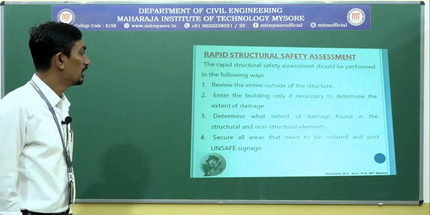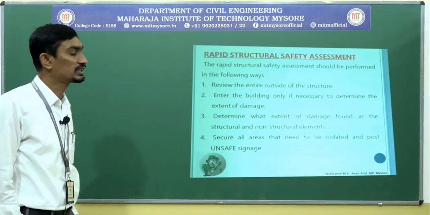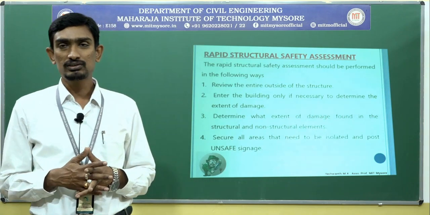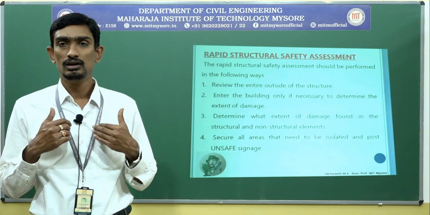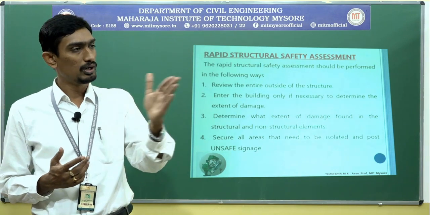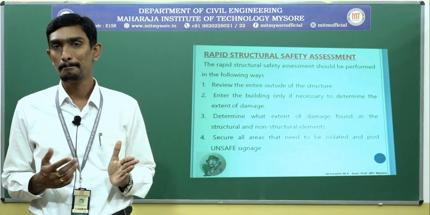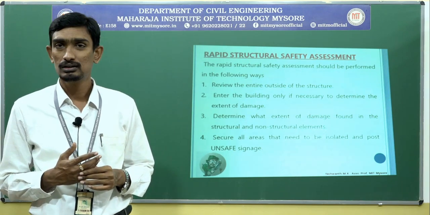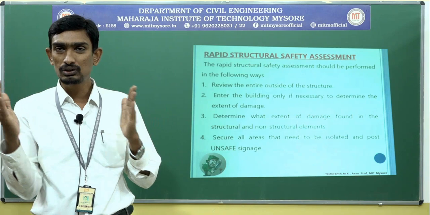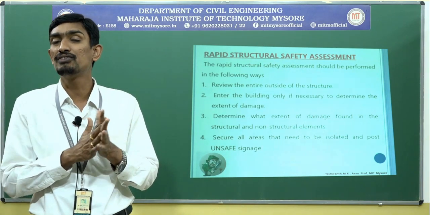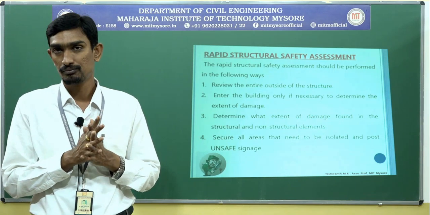Number 1. Review the entire outside of the structure. The first point means that once you are going to visit the building, the very first thing is to look at the periphery of the building. Look at the periphery of the building. Why? Because you need to see the extent of the damage that has happened.